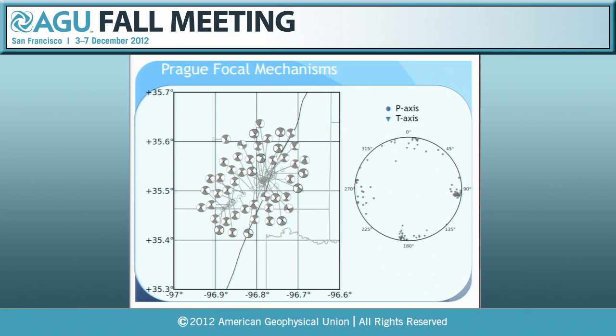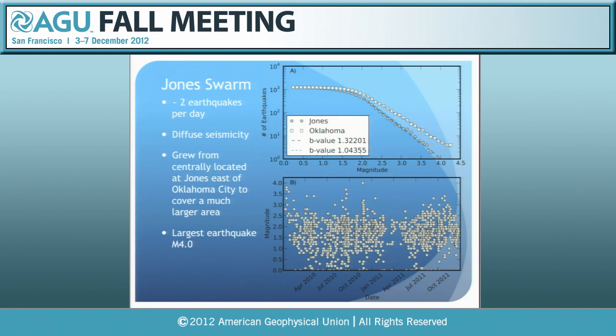These are the P-axes, shown as circles, and inverted triangles are the T-axes. So there is some scatter in the P and T-axes, but primarily all the seismicity is occurring on this fault plane here. We would not have been able to calculate this many regional focal mechanisms if we had not had the TA available within the state.